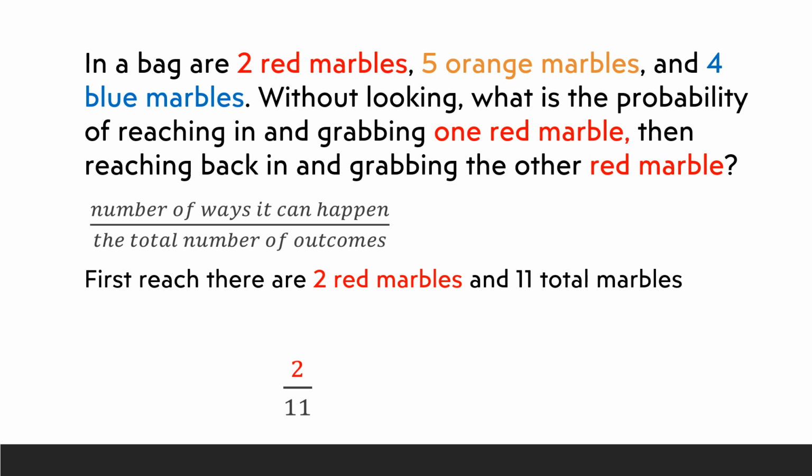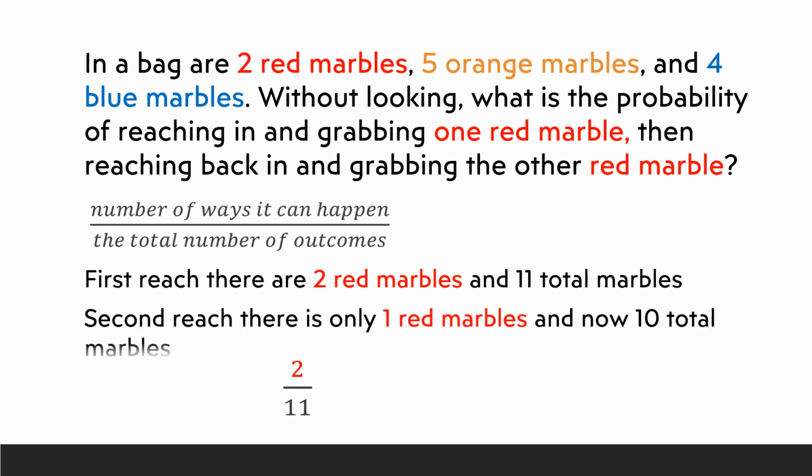But what happens this next time I reach into the bag? Are there still 2 red marbles? No. We have one of them in our hand. So the probability of drawing another red marble, there's only one more red marble left in the bag. There's only 10 total marbles left in the bag. So the probability is 1 over 10.